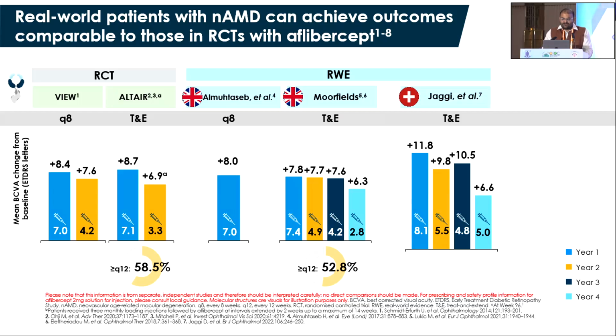The real world experience from Moorfields and Jaggi et al., which was a treat and extend regime, replicates the results from ALTAIR in the initial 2 years. Another important thing is that when the Moorfields patients were followed for year 3 and year 4, the visual gain was maintained, with the injection number becoming fewer and fewer in consecutive years, which was 2.8 injections in the 4th year, according to the Moorfields data.